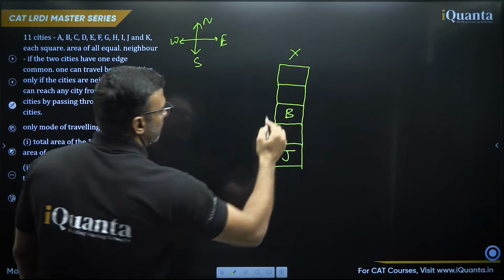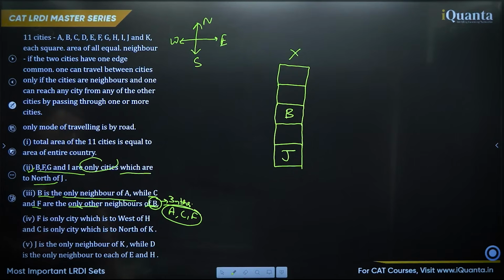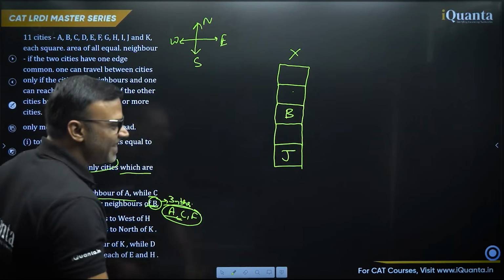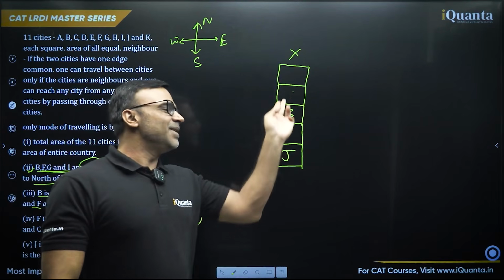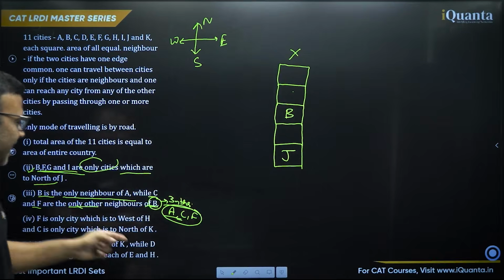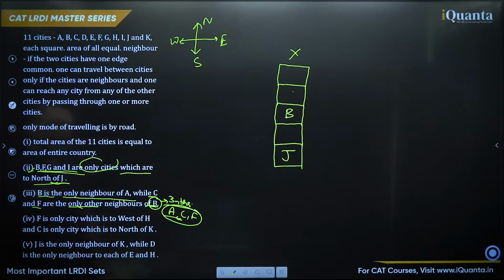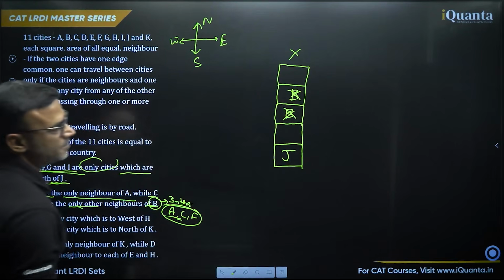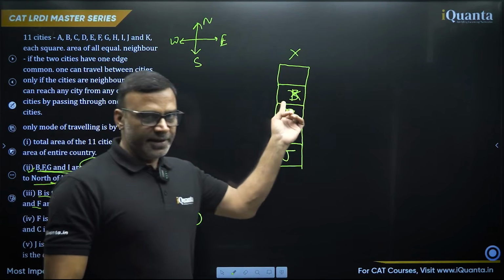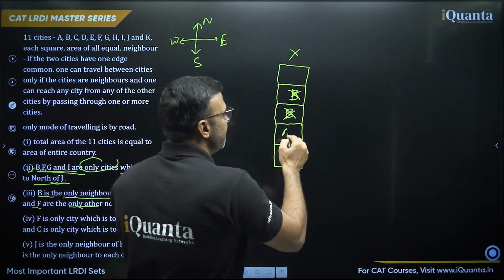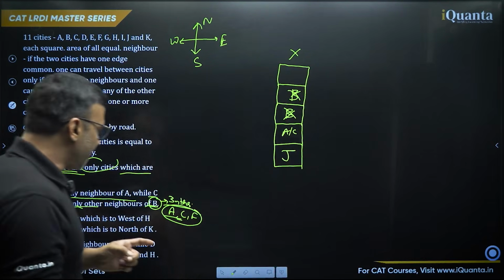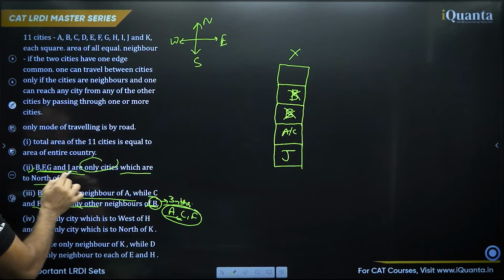Can I put B here? This looks possible. So clearly F is one of these. But A and C we will have to include in one of these places, and neither A nor C can come above J. So this is also not possible. In fact, this is also not possible for the same reason, because if you put B there, you will have to put either A or C here, or A or C here. And the problem is that A and C cannot come above J. Above J, only B, F, G, I can come, right?